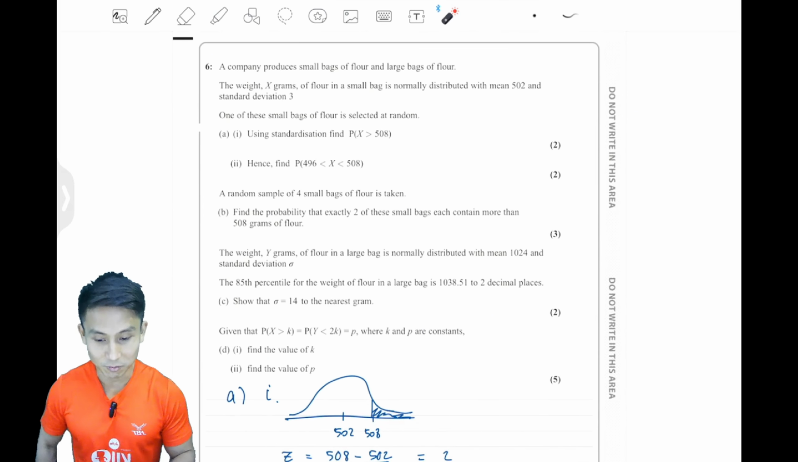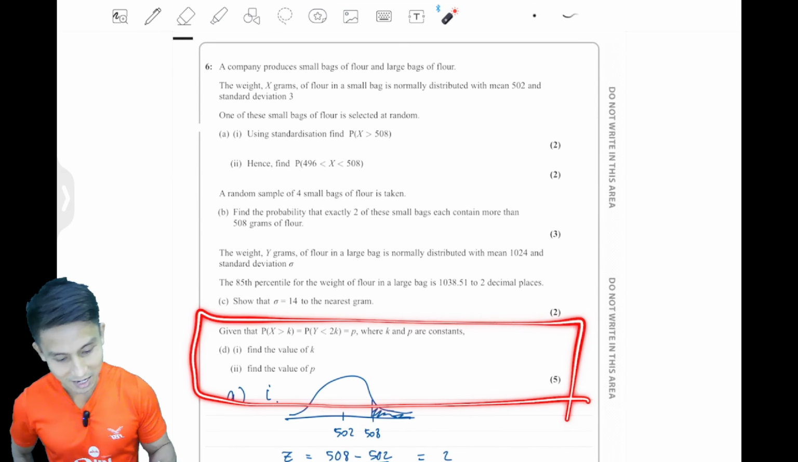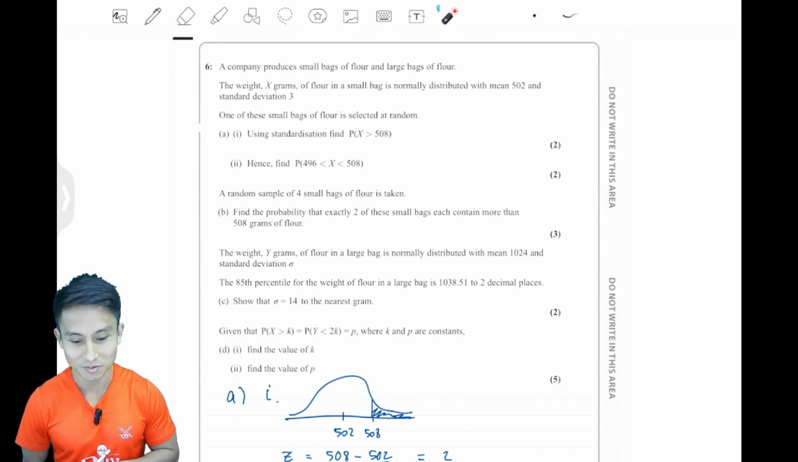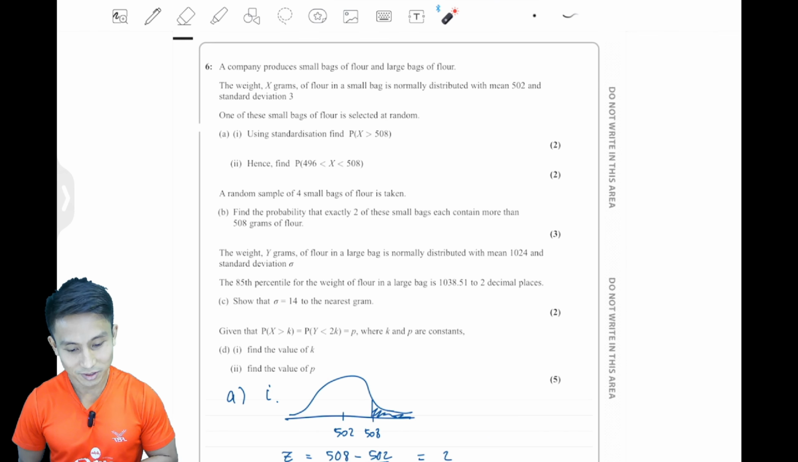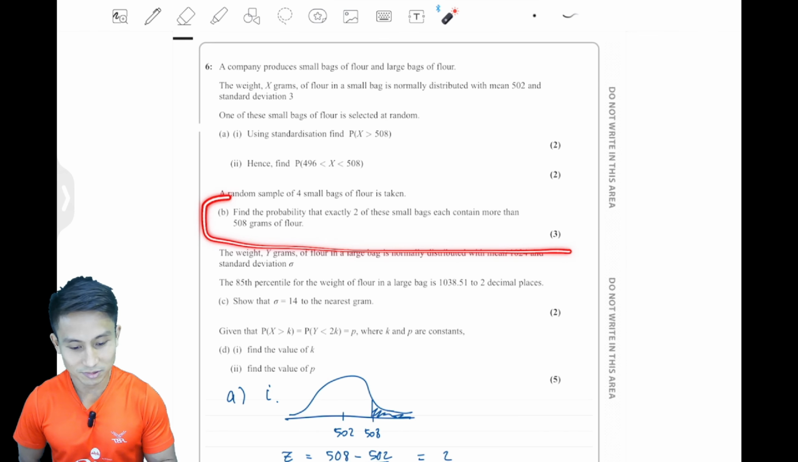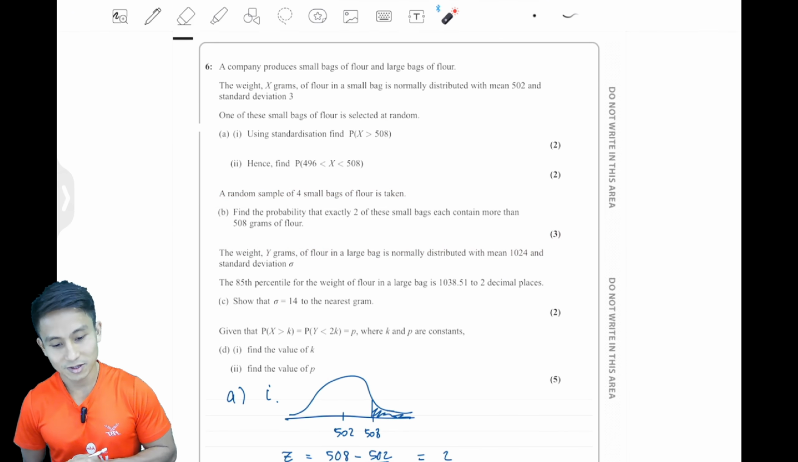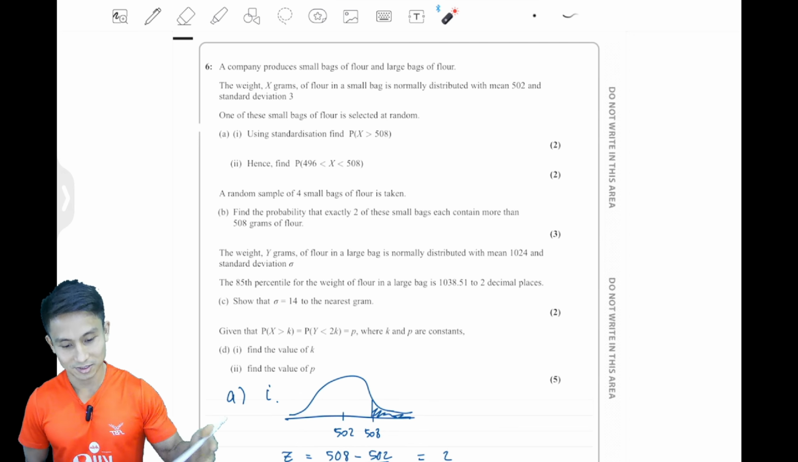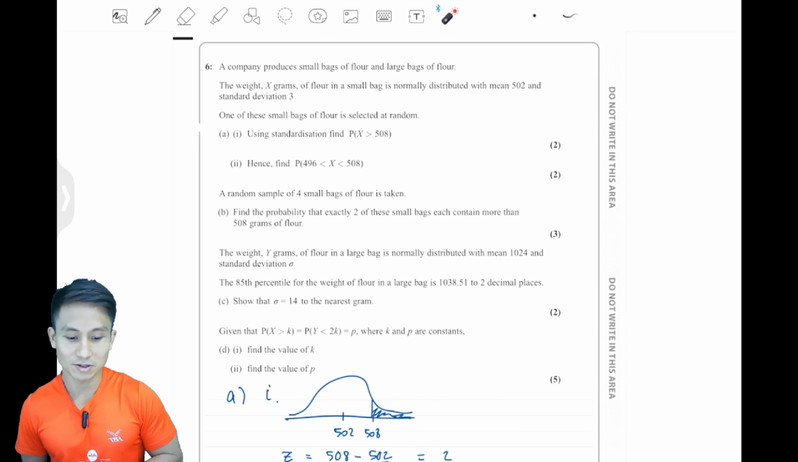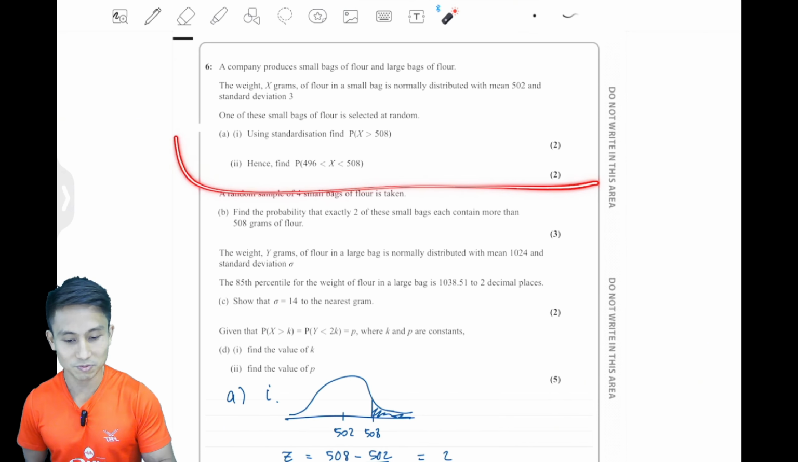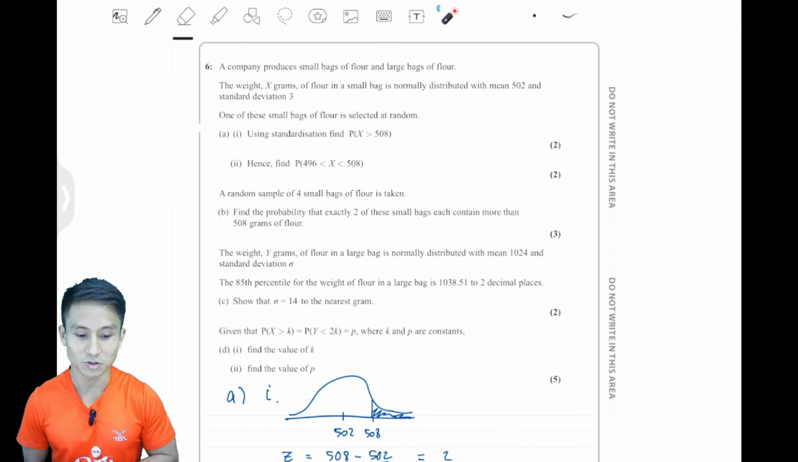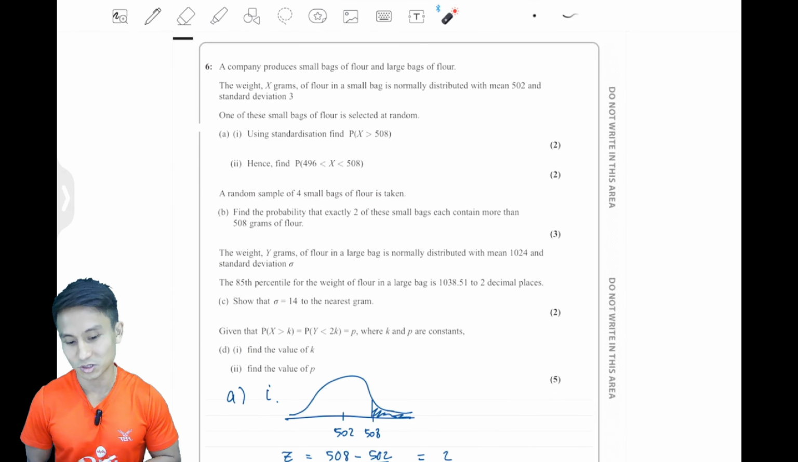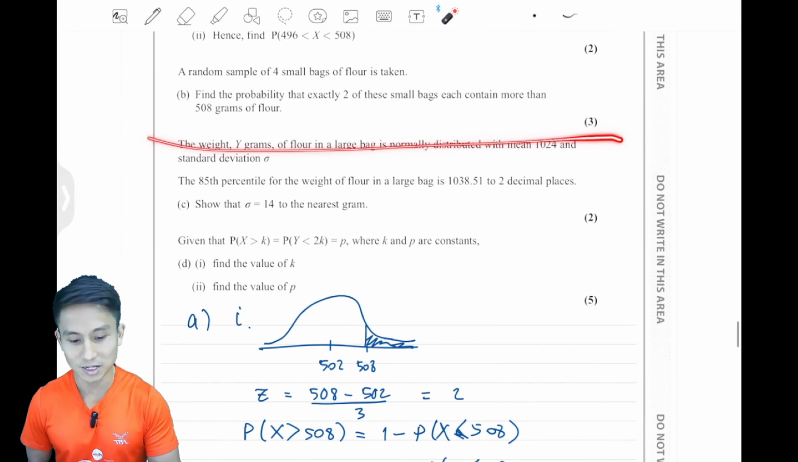Yeah, this one, I would say the last part here is tricky. You need some thinking a bit. But I think the other ones are fine, right? This one is just find the probability of exactly two bags greater than 508. So the first part should be fine. Every one of you should be able to do it if you're okay with normal distribution. The second one starts being tricky here.